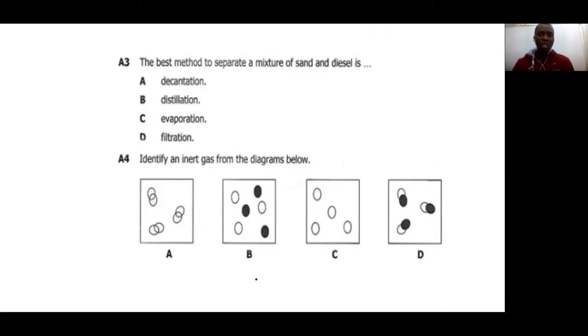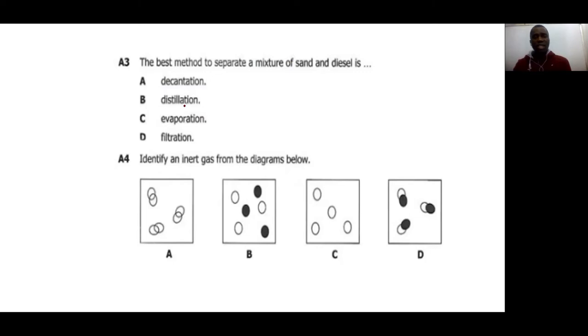The question reads, the best method to separate a mixture of sand and diesel is, now let's look at the choices. So choice A is decantation. In order for us to choose, we need to understand what each of these options means. Decantation is simply a method used to separate liquids and solids where the liquid can be poured out, leaving the solid in the containing vessel. For example, a stone and water. We can gently pour out the water, leaving the stone in the container. So that is an example scenario where we use decantation. Sand cannot work because as you are pouring, sand can also come out together with the diesel.